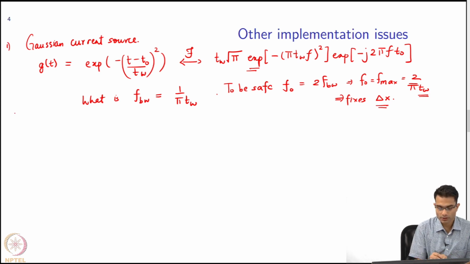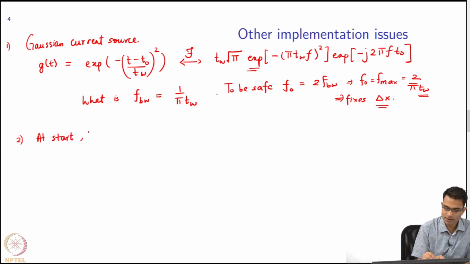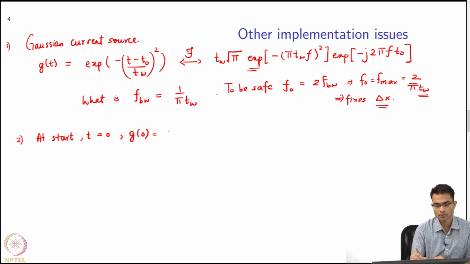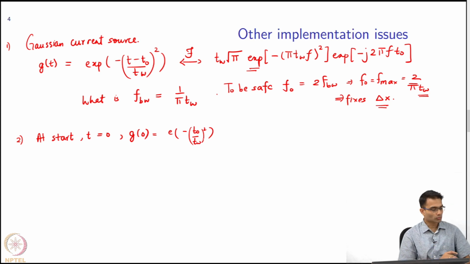So, this was one. Another aspect is what happens when you start the simulation. So, at the start, that is t is equal to 0. So, what is my g of 0? e to the minus t naught by t w. So, again here is a factor.